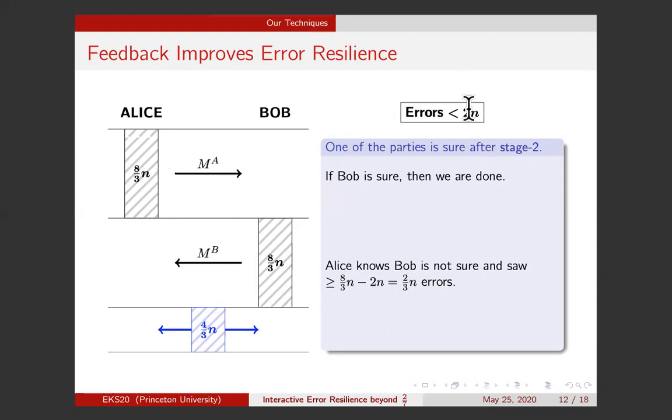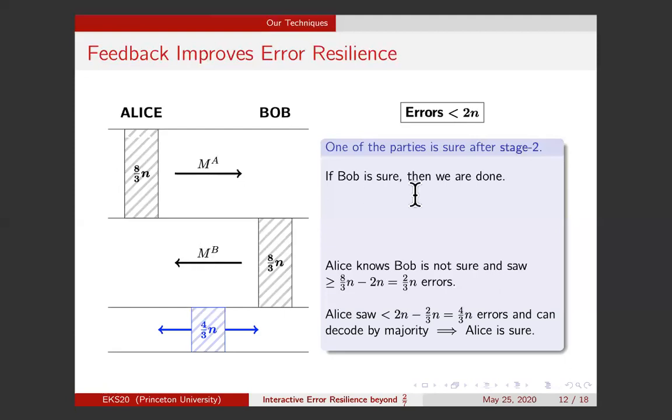As the total number of errors is less than 2n, this means that the number of errors that can possibly happen in stage 2 is less than 2n, the total number, minus 2n over 3, the errors that happen in stage 1, which is equal to less than 4n over 3 errors that can possibly happen in stage 2. This means that in stage 2, Alice receives 8n/3 messages, where less than 4n/3 are corrupted. So in particular, the message that Alice receives most often is correct. Alice can decode to this message and be sure about her output.